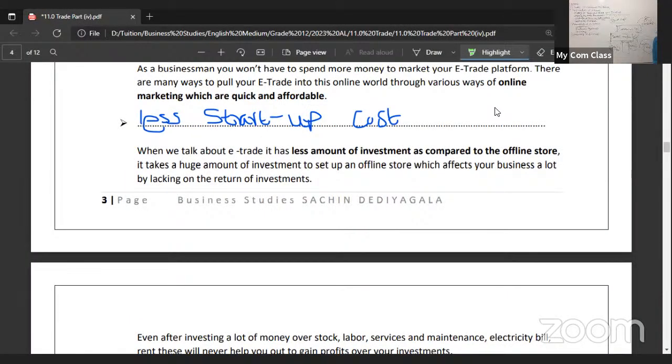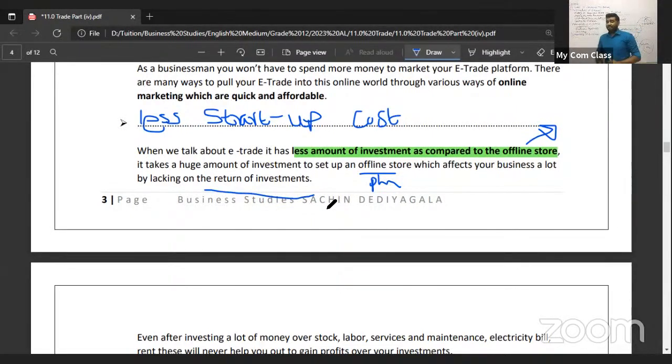When we talk about e-trade, it has less amount of investment as compared to the offline store. Offline store is another word for a physical store; online is e-trade. It takes a huge amount of investment to set up an offline store, whatever you call a physical store, which affects your business a lot by lacking return on investment, because we know that you have studied the characteristics of business. The profit is never guaranteed, right? There's always a risk.